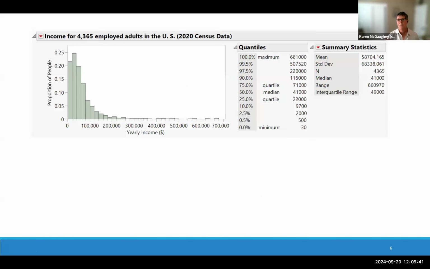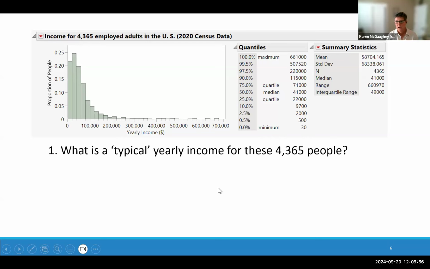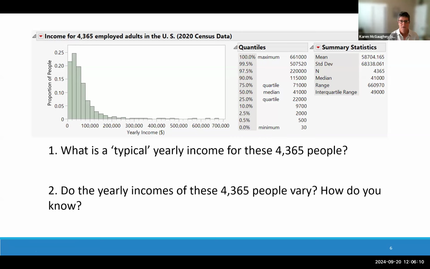So my slides are going to mirror what's in the chat or what's in the Google Doc. So I would start this activity by just showing students a graph of the yearly incomes and some summary statistics. And then we might ask what's a typical yearly income for these people, hoping that they'll talk about the mean and the median. Maybe because the distribution is skewed, we might focus a little bit more on the median salary.